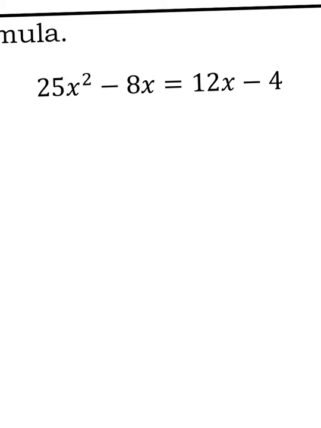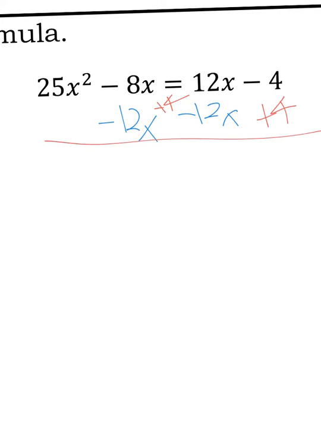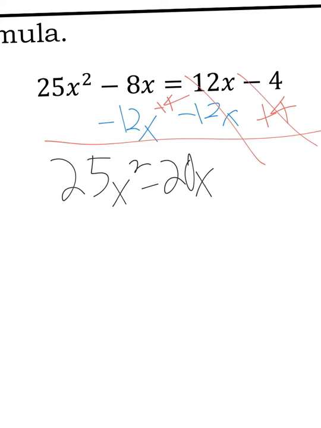What can I do about that? I can minus this 12x and add this 4 over to the other side. The 4 is not a like term to anything, so I'm just going to write a plus 4 over there. So when this stuff cancels, I'm just left with 25x squared minus 8x minus 12x. That means it's going to turn into minus 20x plus 4 equals 0.